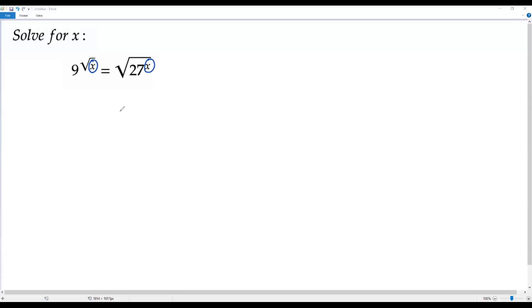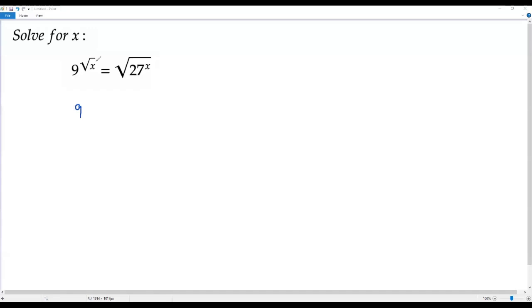To solve an exponential equation, we have to get the same base on both sides of the equation. Once we get the same base on both sides, the exponents can be equated and we can solve for the variable. But before that, in this equation, we need to do some simplification. Okay, let me do it.